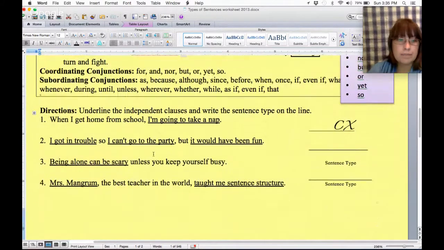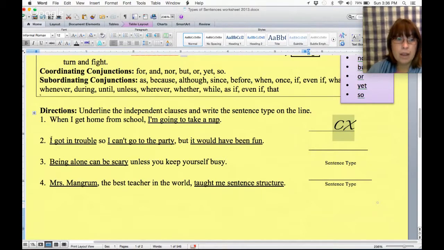So you'll get this. Number 1, when I get home from school, I'm going to take a nap. Okay, so we're looking for independent clauses. Let's see, when I get home from school is not an independent clause because it starts with a subordinate word. Right up here, there it is, when. So we only have one independent clause. I'm going to take a nap. Therefore, since we have an independent clause and a dependent clause or subordinating clause, that is a CX. See how that works? Okay, let's do another one.